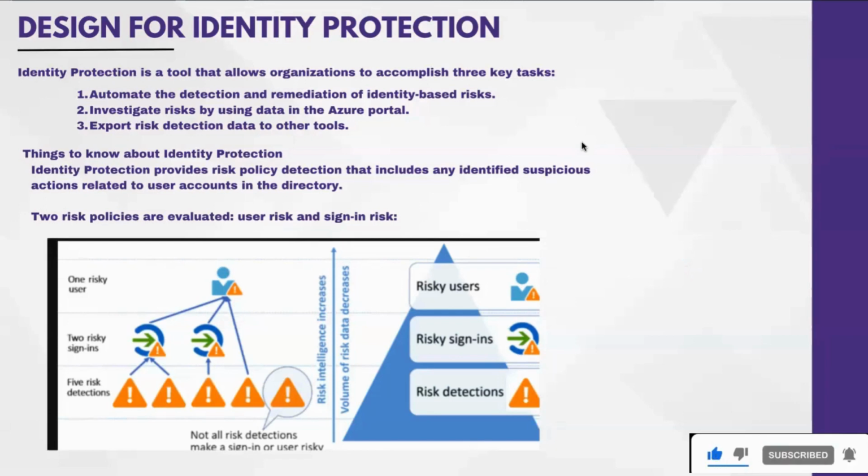Things to know about identity protection. Identity protection provides risk policy detection that includes any identified suspicious actions related to user accounts in the directory. So this diagram completely shows this. Two risk policies are evaluated, user risk and sign-in risk also. Risk intelligence increases the volume of risk data access. Risky user, risky sign-in, risk detection, too risky sign-in. Okay, so this kind of information you will get by designing for identity protection, right?